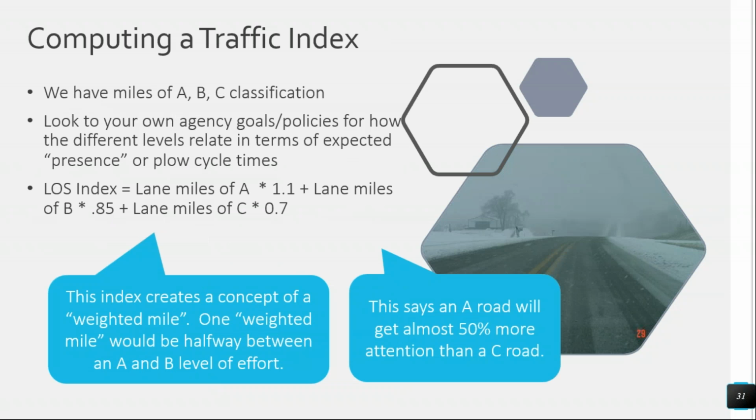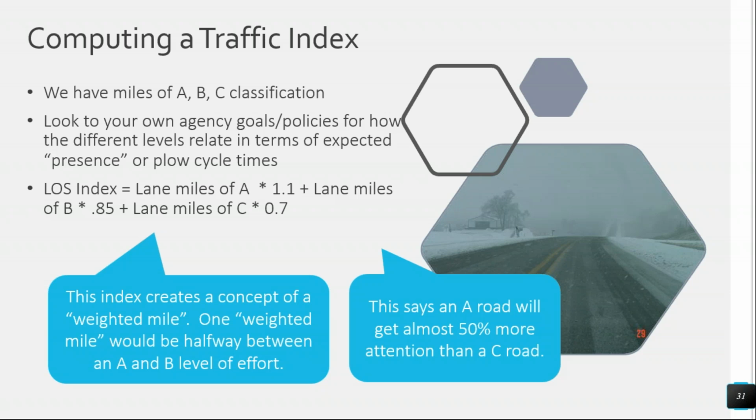We had miles of A roads, B roads, and C roads in the table. In order to come up with this formulation, you really have to look at how your own agencies and goals relate to those different levels of road. For example, for a while here at Iowa DOT, this was the balance that we used. Now, that's just the way we run it, but it's really up to your management to decide how the balance of effort or budget should really lie as far as your expectations.